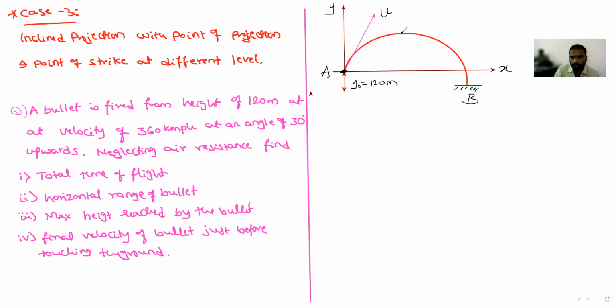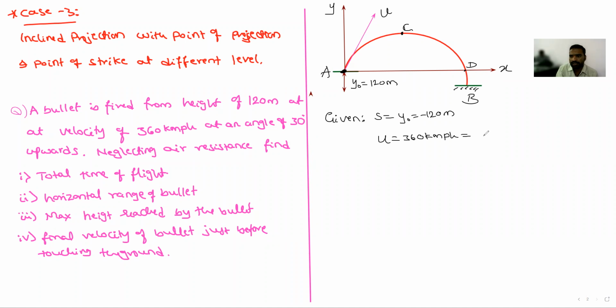I will take this point is B, and this point I will take it is A, B, this is C, and this point I will take it is D. So what are the given points? Given that S is equal to, S means displacement, that is y naught is equal to minus 120 meter, and initial velocity is given in the problem, that is 360 kmph.